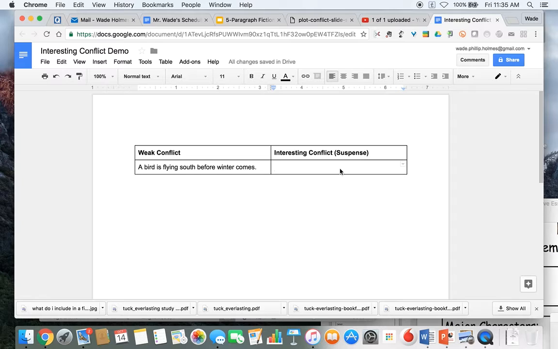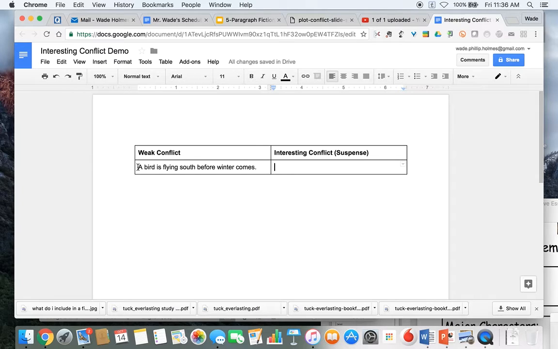One of my ideas for a conflict for a story that I could write is a bird is flying south before winter comes. Now, this is okay because there are potential problems with flying south. The bird could get stuck somewhere. The bird could have, you know, something happen, but this sentence by itself is a pretty weak conflict. It doesn't really grab my attention very much.